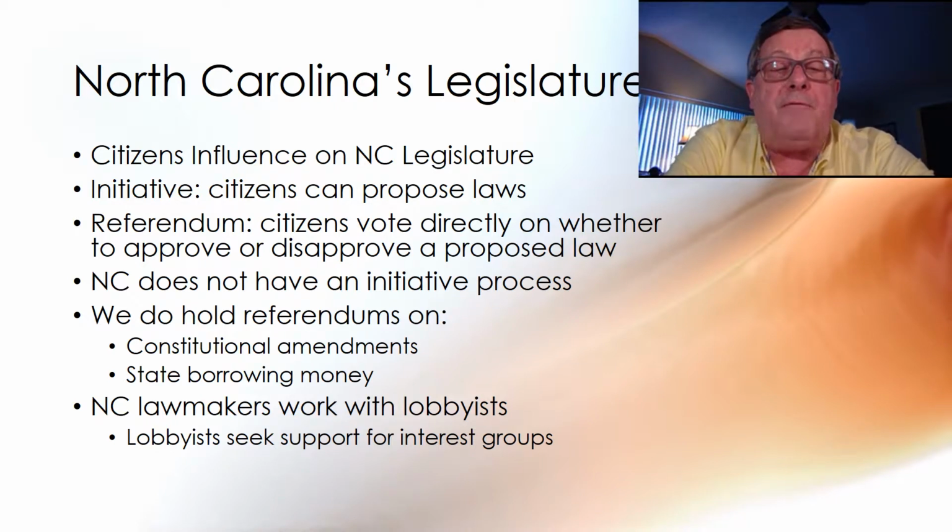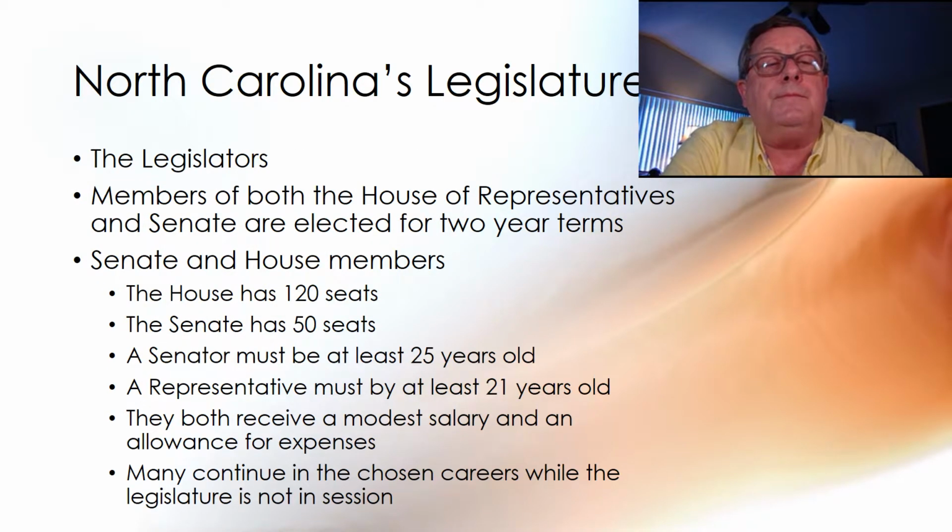But we do have referendums, and we can hold referendums on things like constitutional amendments, what we just mentioned before, that all voters have to approve constitutional amendments. Or another example of where we may see a referendum is where the state may borrow money. And North Carolina, like Congress, will also work with lobbyists, and lobbyists seek the support of interest groups.